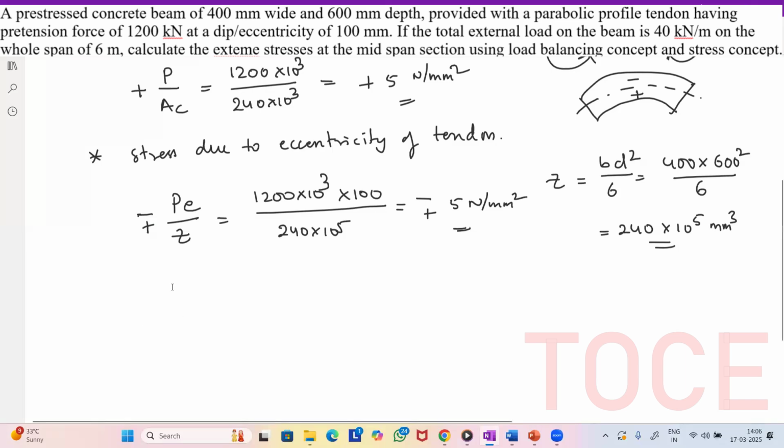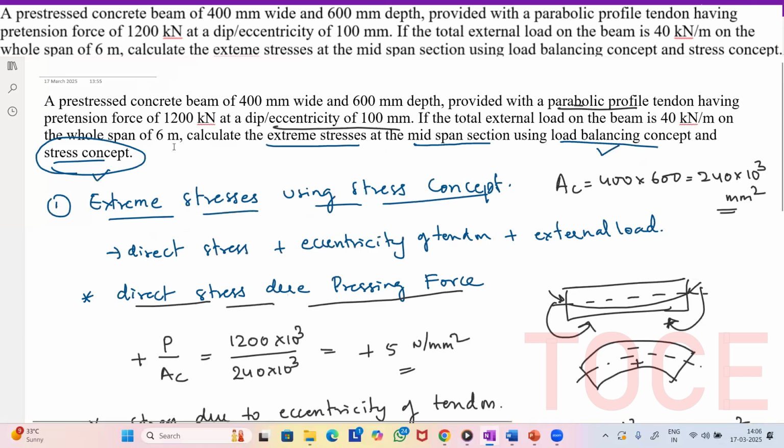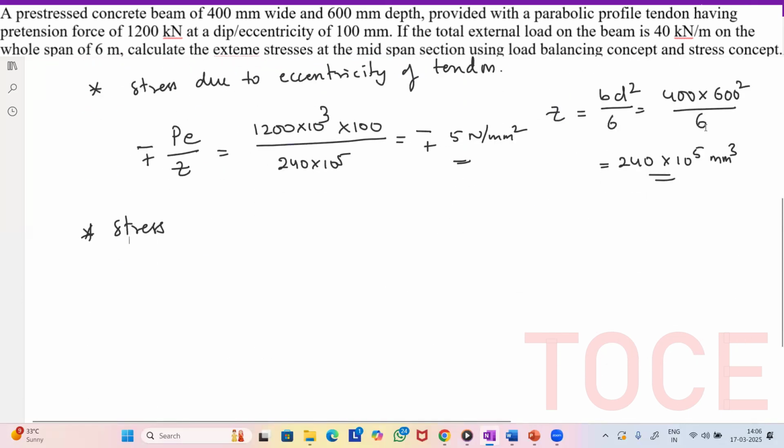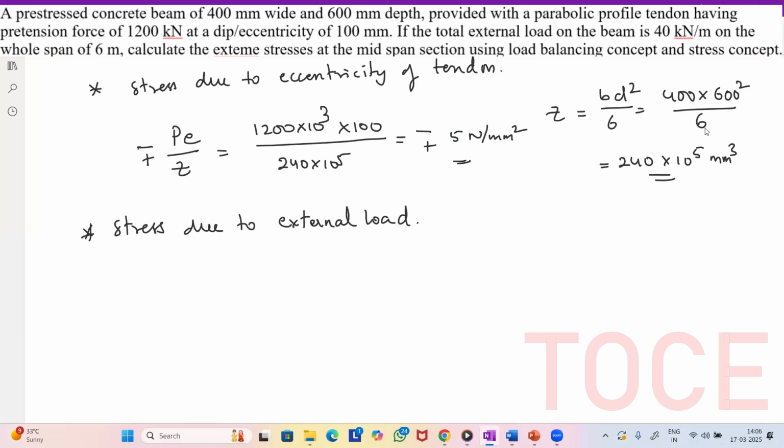Okay, now let us calculate the stress due to the external load. Here he has given 40 kilonewton per meter, and I'm assuming this is the load including the self weight. So for the stress due to the external load, the formula is plus or minus moment due to the load divided by Z. We need to calculate the moment here.